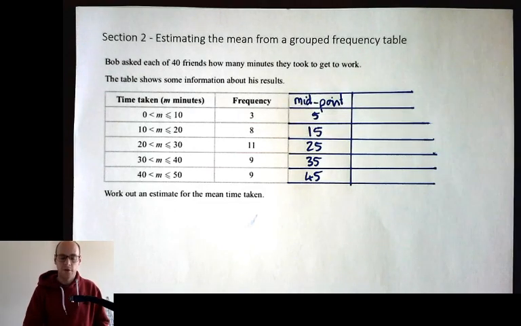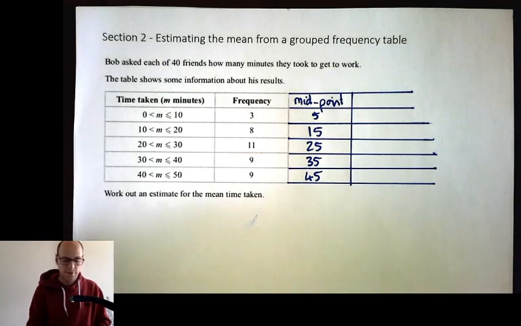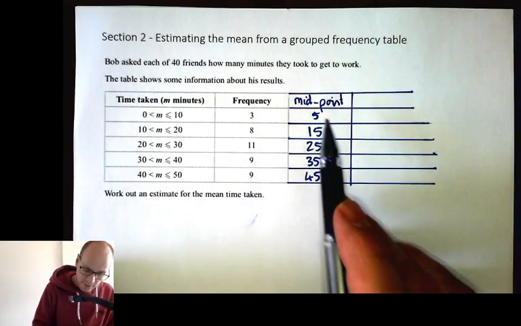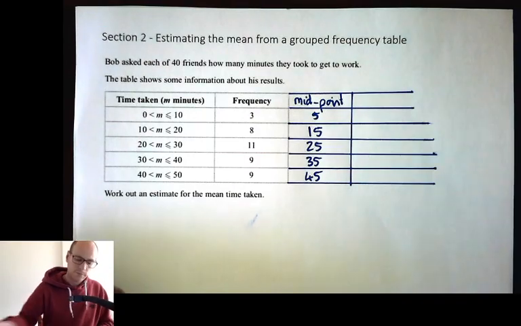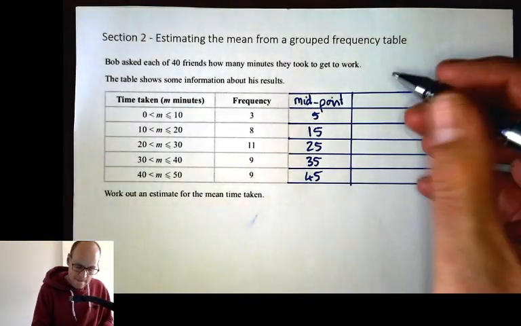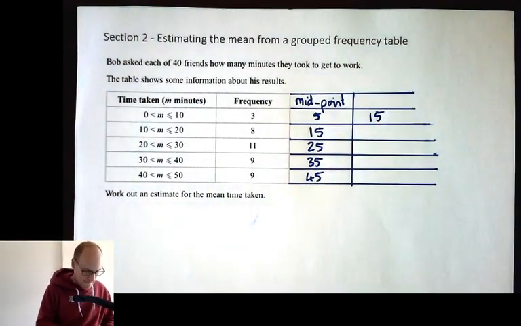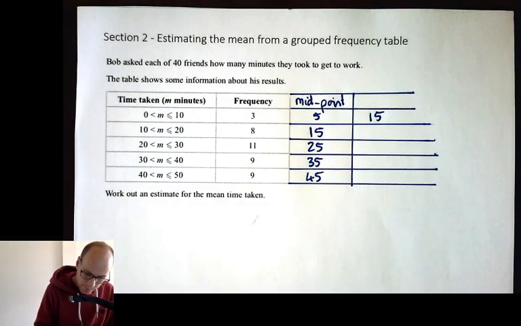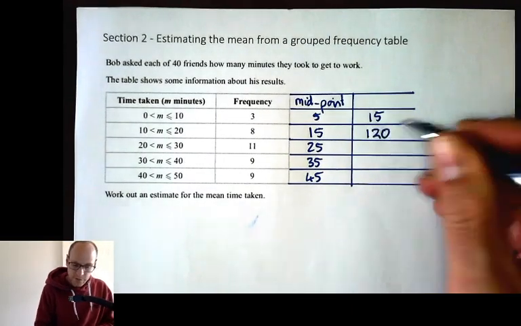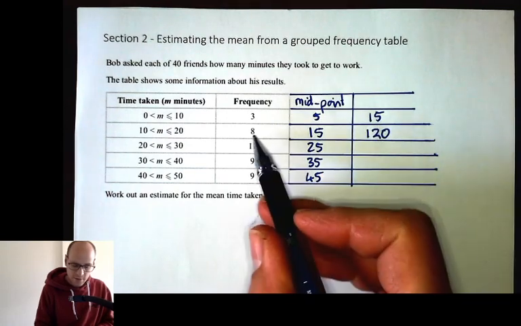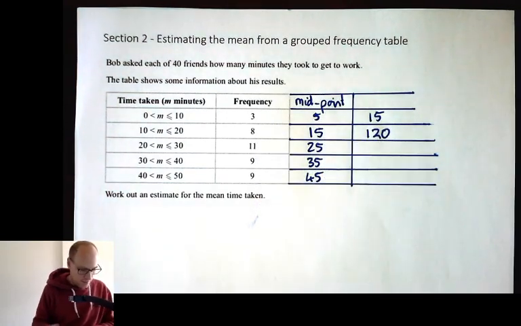So the second column that we've added on is the same one that we would do if we were doing a normal frequency table, which is the frequency times by the data. So that's 3 times 5. So that's 3 times 5 is 15, 8 times 15 is 120. I've got a calculator here.